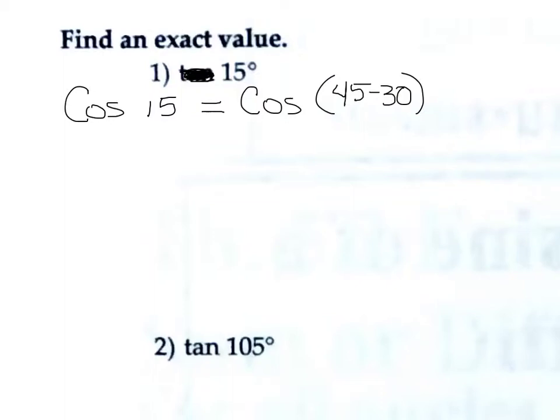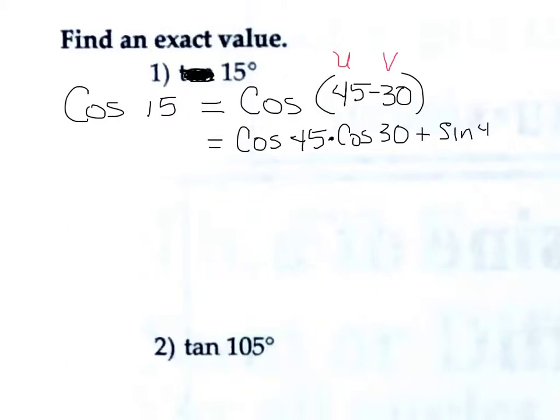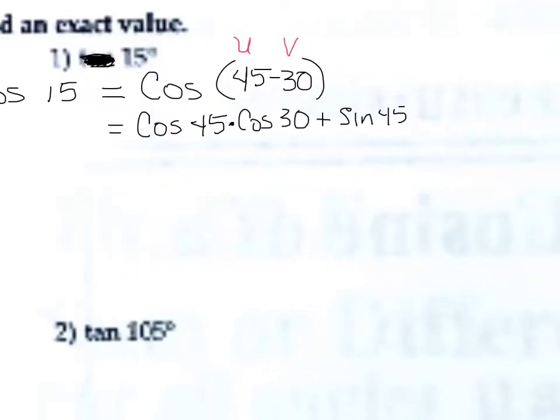Okay, so then cosine of 15 is equal to cosine of two angles, 45 minus 30. Here, u could be 45 and v could be 30. Now put it into the formula. The formula calls for cosine of u, so it's cosine of 45, times cosine of v, which is cosine of 30, and then it's plus, the opposite sign. So it's plus sine of the first angle, 45, times sine of the second angle, 30.